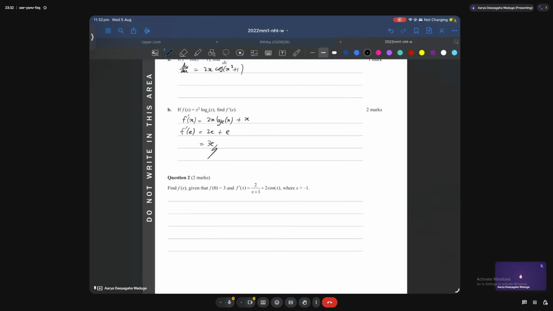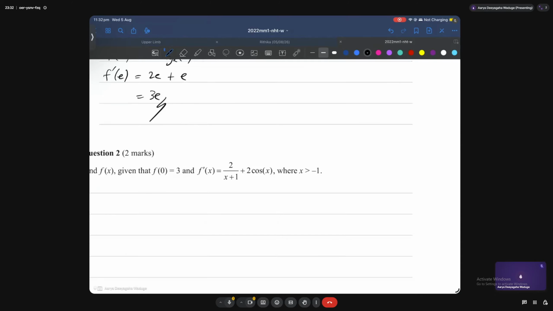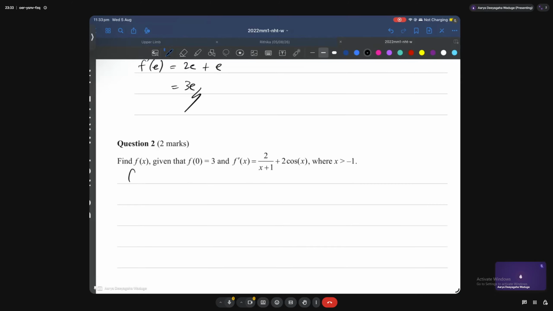Very good. Find f dash of x given this. This is a very basic idea. Again, we just got to find f of x by integrating f dash of x. So this is the integral of 2 over x plus 1, and then plus 2 cos x dx. This is going to become 2 log e of x plus 1. So this says x is greater than -1, so it should be just x plus 1 here. No need for the modulus because it specifies. And then this will be plus 2 sine x. Cool. So this is f of x, and this is with a plus c.